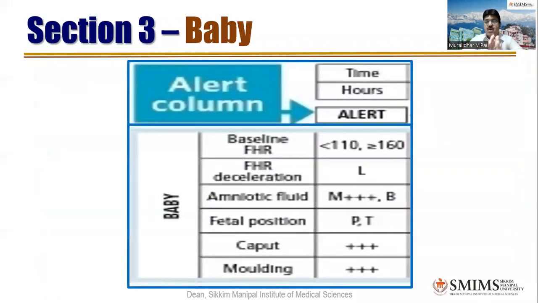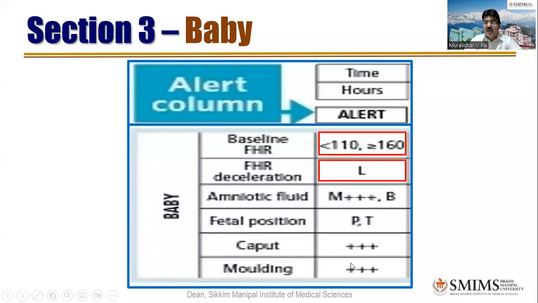So as you can see here, I'm just zooming all the sections, how it looks in the actual partograph. So it looks like this. Baby is the section, and here they have clearly written baseline heart rate less than 110 and more than 160 is bad. Deceleration, if it is L, is bad. Alerts and amniotic fluid, M is bad, that too M 3+ is bad, B is bad. Fetal position, posterior and transverse is bad. Caput, 3+ is bad. Molding, 3+ is bad.